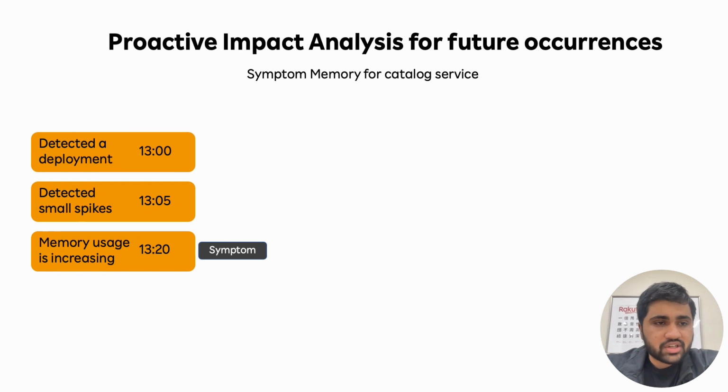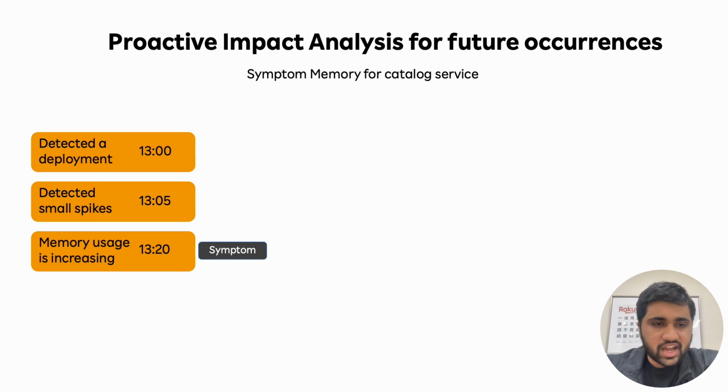So we're looking at a classic ecom setup. There's a deployment at 1 p.m. and the engine detects that there's a new deployment of the service, and the engine is on high alert. 5 minutes after the deployment, it starts to detect small spikes in some different metrics. 15 minutes later, at 1:20, it starts to see that the memory usage is increasing. So your catalog service is using up more memory than it normally did in previous deployments.